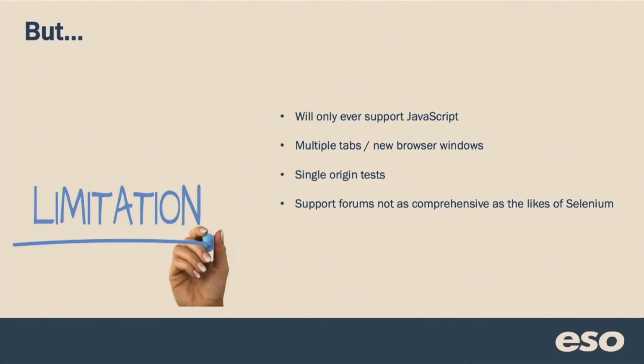Each test is bound to a single origin, so I cannot have a test that visits google.com and then goes to bing.com, but I can have separate tests that will visit those different origins. I guess the other thing that comes with just how widely used the tool is: when you go to search for a particular error or issue that you've maybe come across, you won't find as many posts on Stack Overflow or the likes that you would for Selenium, but there are certainly posts out there for some of the common problems that you might encounter.